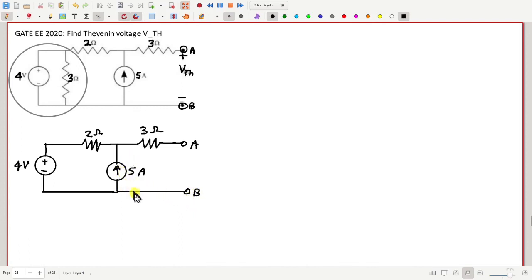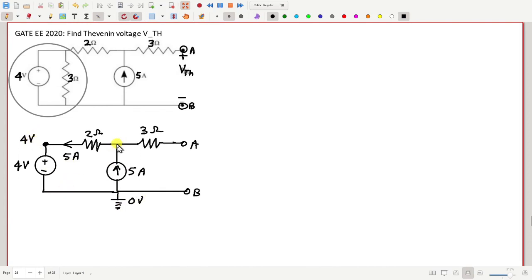Now how is this circuit going to behave? So how much will be the current in different branches? There is only one current which is here, 5 ampere, because of this current source. And through this 3 ohm resistance nothing is flowing, so across 3 ohm resistance there is no voltage drop.